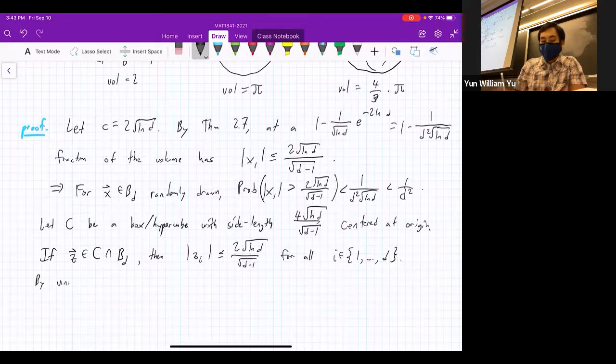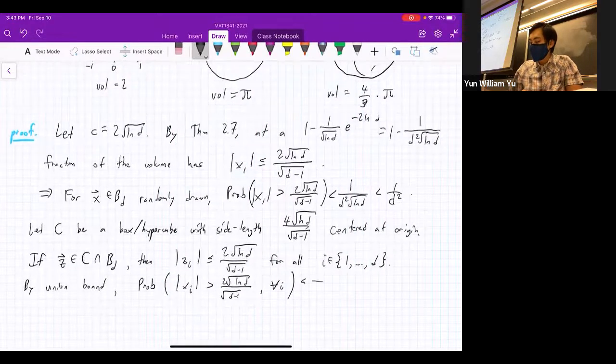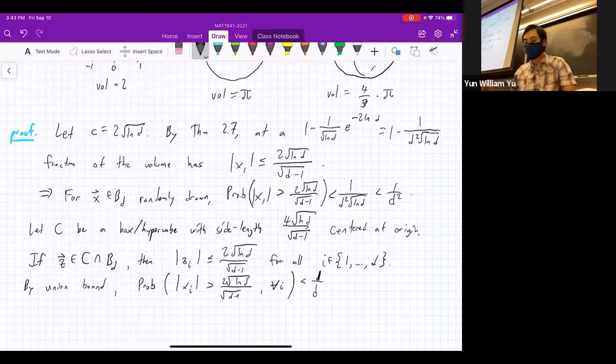Now we're going to use the union bound again. So by the union bound, we know that the probability that the norm of that xi is greater than square root 2 times the square root of log d over square root of d minus 1 for any of the i, well, that is less than 1 over d, because the probability that any one of them was greater than that was 1 over d squared. And you note that this is less than or equal to 1 over 2, so long as d is greater than or equal to 2.